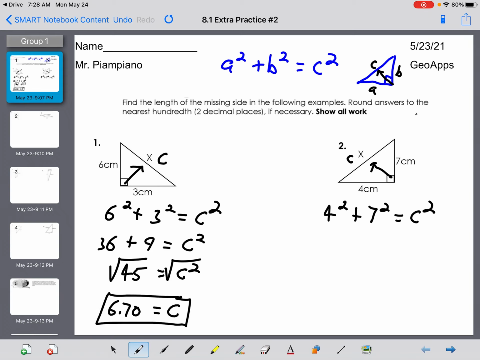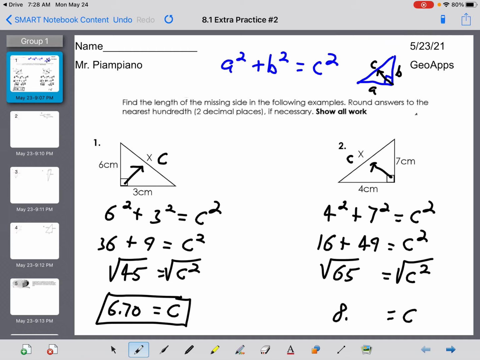Okay, if you look at number 2, 4 squared is 16, 7 squared is 49, 16 plus 49 gives you 65, and the square root of 65 is 8.06.